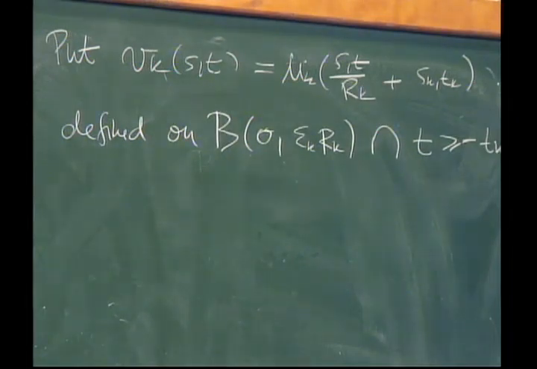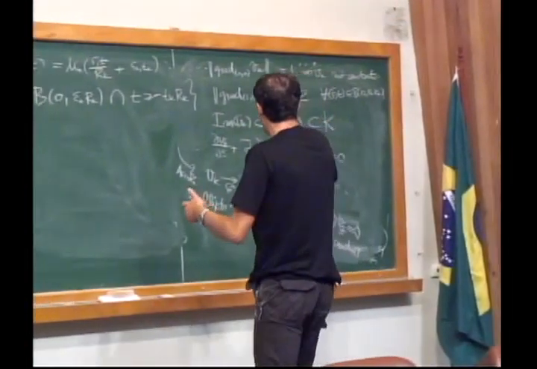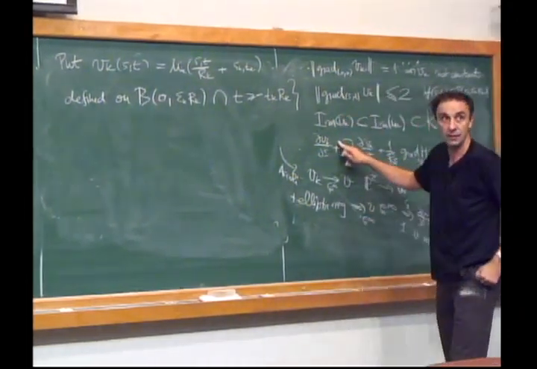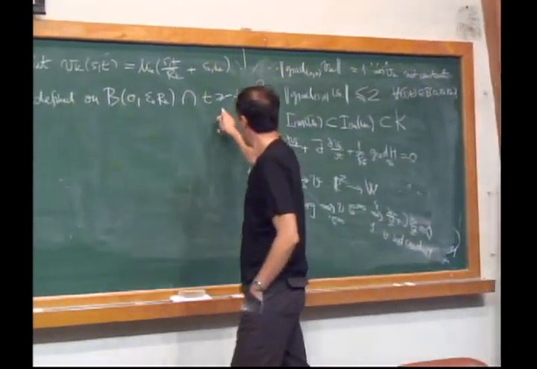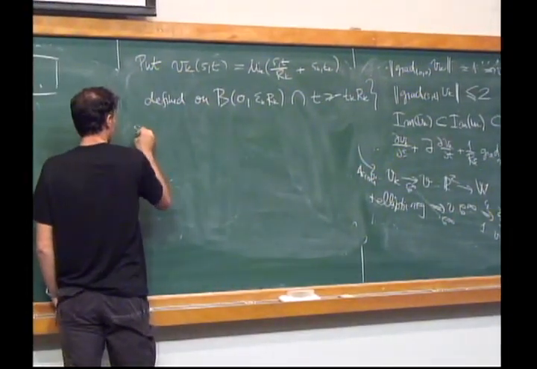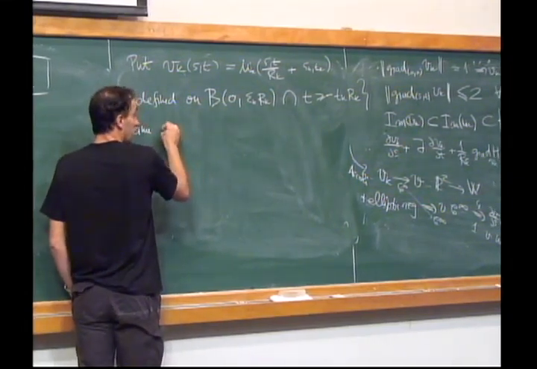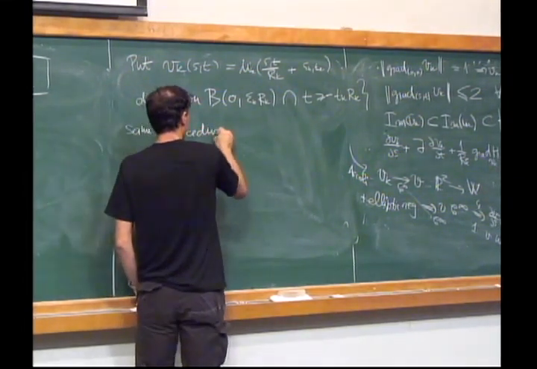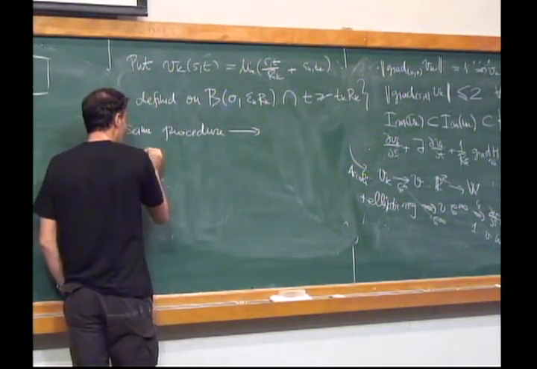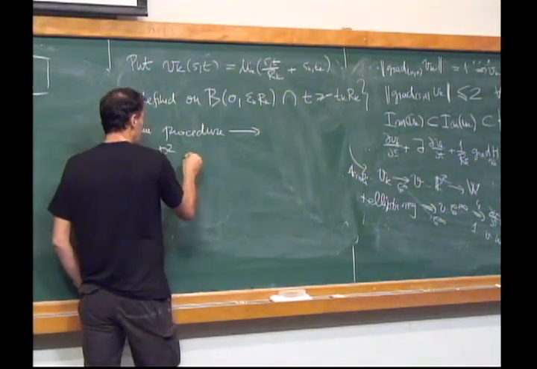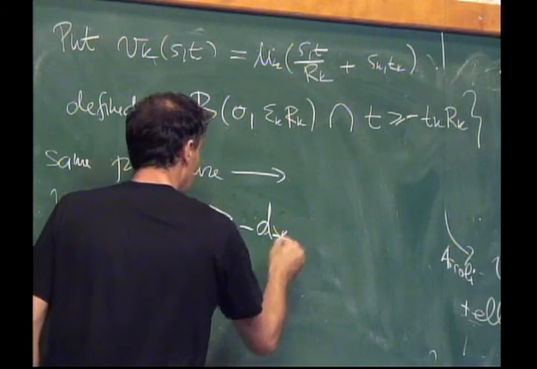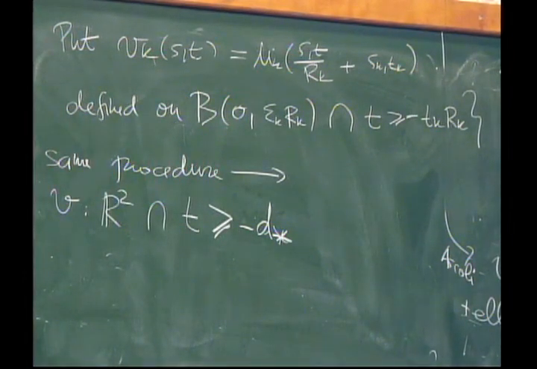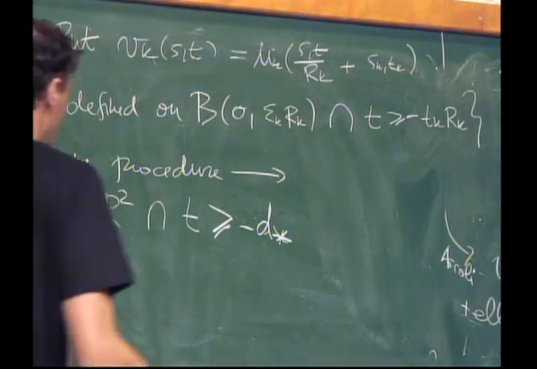So you do exactly the same thing. You have this Vk with all these properties, but in the end what you get is not defined on R2, but on something else. The same procedure gives you a V which is defined on R2 intersected with T greater or equal than minus D star. Okay?